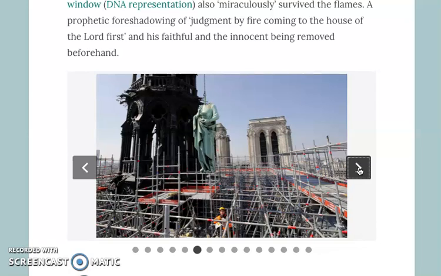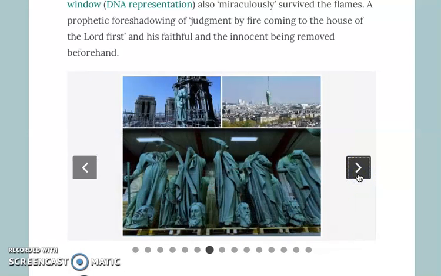And this is one of the pictures of the apostles being removed prior to the fire. And this is a depiction of the spire which was taken down. So this is one of the apostles. All of them were decapitated before being removed, quote-unquote, coincidentally, a few days before the fire. And here they all sit in a repository.